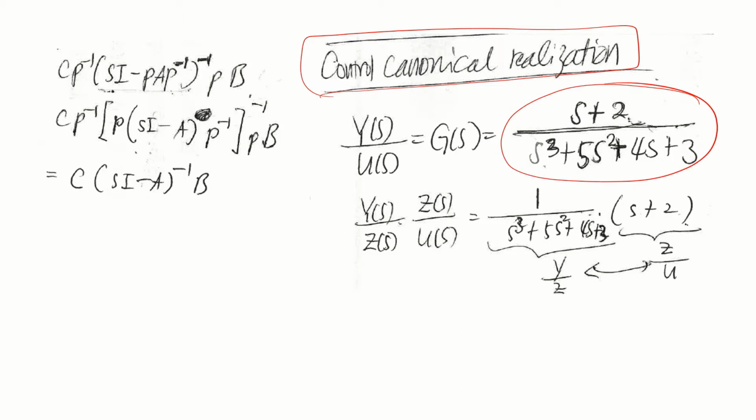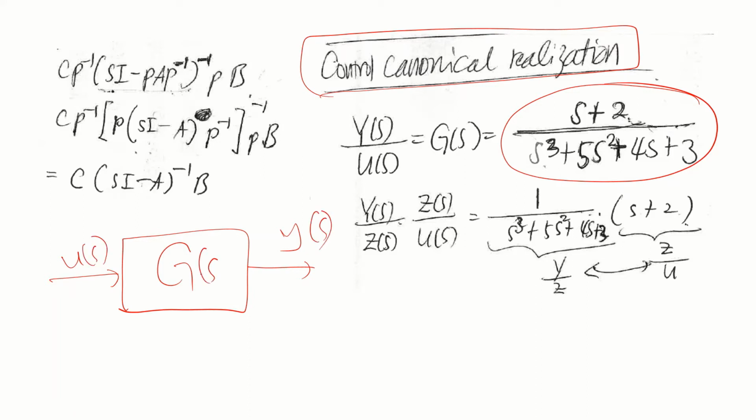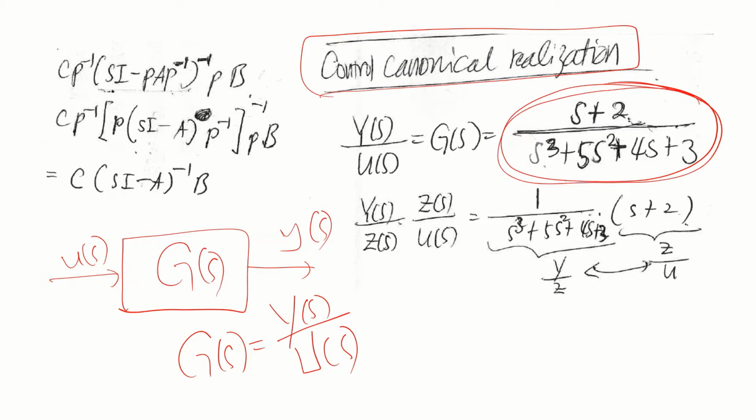Suppose a transfer function is given to us. You have input u and output y and g, and they are all in the s domain, so I put s here. This transfer function G(s) is Y(s) over U(s). When the transfer function is given this way, I want to find a state model like this: x dot equals Ax plus Bu, y equals Cx. I want to find this A, B, C by choosing a proper state vector.